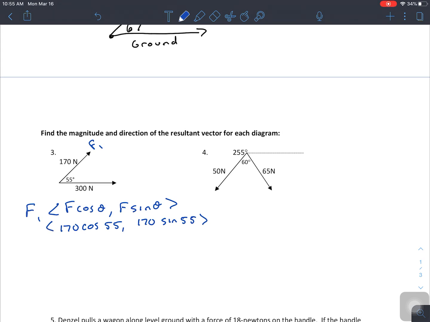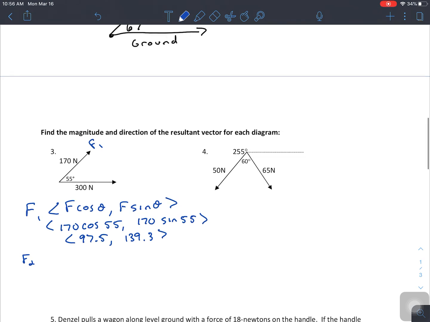Go to your calculator and make sure it's in degree mode, not radian mode. When you take 170 cosine of 55, you get 97.5. When you take 170 sine of 55, you get 139.3. So this is the component form for the first vector. Now the second vector.